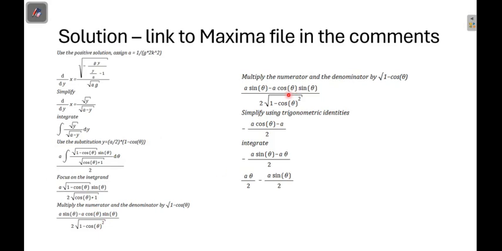Square root of 1 minus cosine squared theta is equal to sine theta. Hence, sine theta will be cancelled out from the numerator and the denominator, and we will get this somewhat simple expression, which can be integrated easily with respect to theta to get this result.